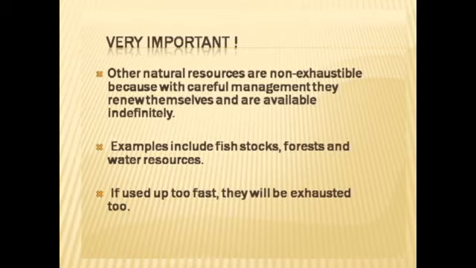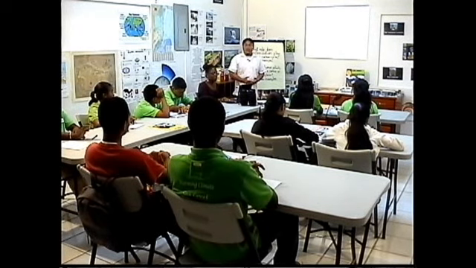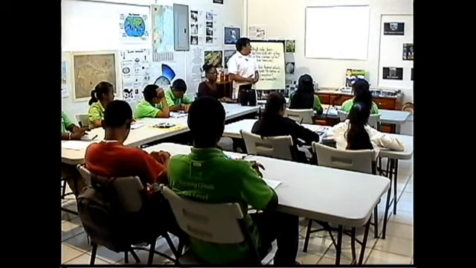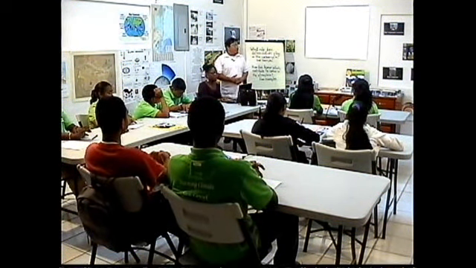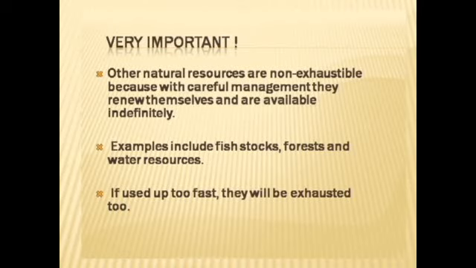With careful management, the point there is that you have to carefully manage it. They renew themselves and are available indefinitely. But if we overuse them, or we use the different resources just to use, then we will have a depletion of one natural resource. Examples include fish stocks, forests, and water resources.